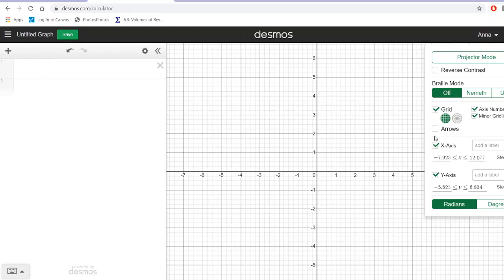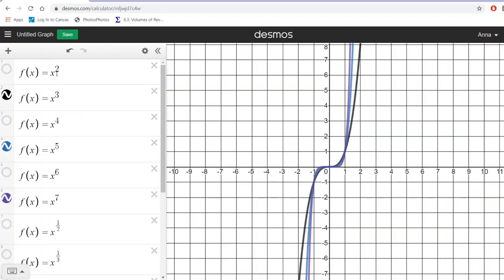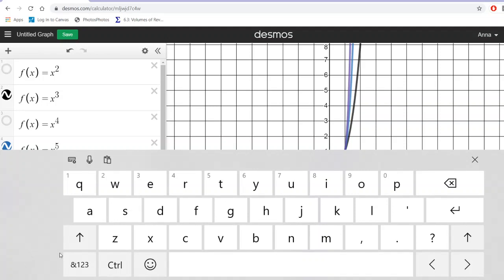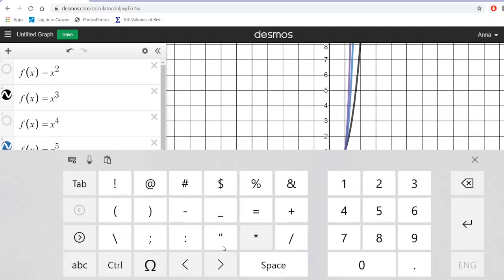That's basically all I wanted to show you here. One other thing to mention is that in order to get the exponents, the way you would do it on a computer is you would type the little caret button. So you would type f of x is equal to x, and then you would use, where is it?